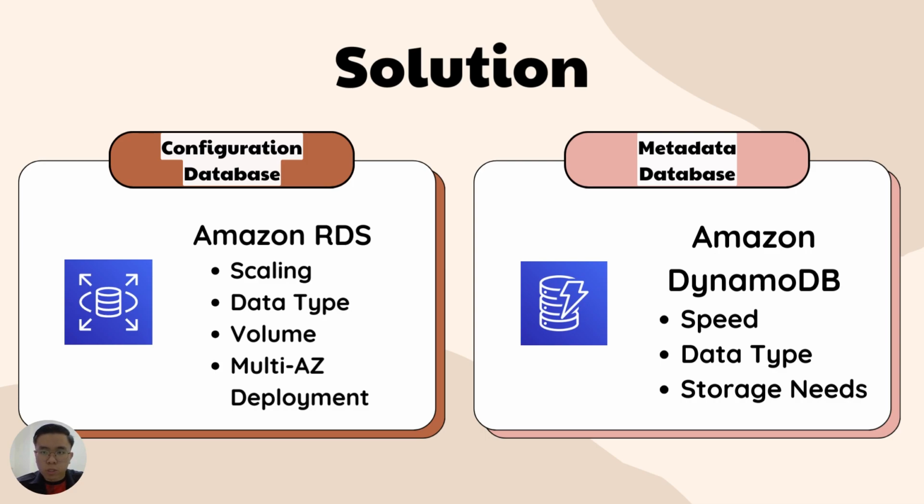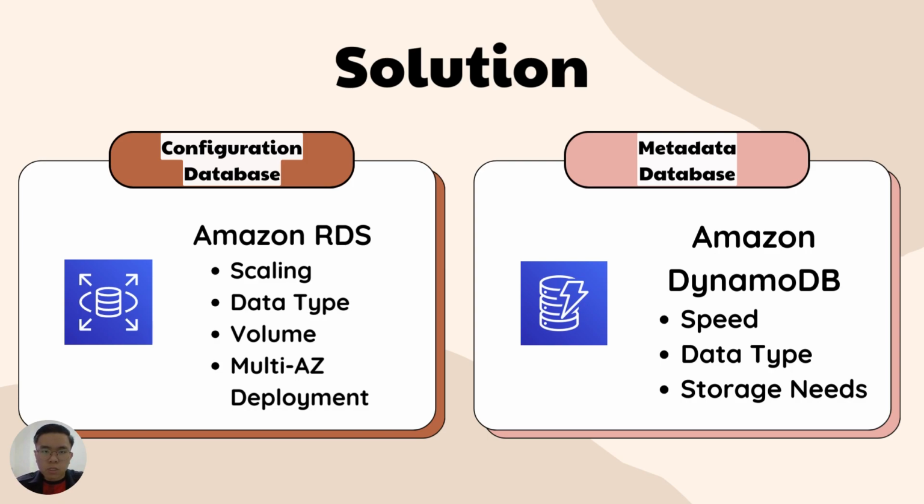Not only that, Amazon RDS also adapts to changing workloads efficiently with multi-availability-zone deployment, ensuring fault tolerance and enhancing data reliability. Therefore, RDS supports various database engines, and we can apply this for the configuration database.